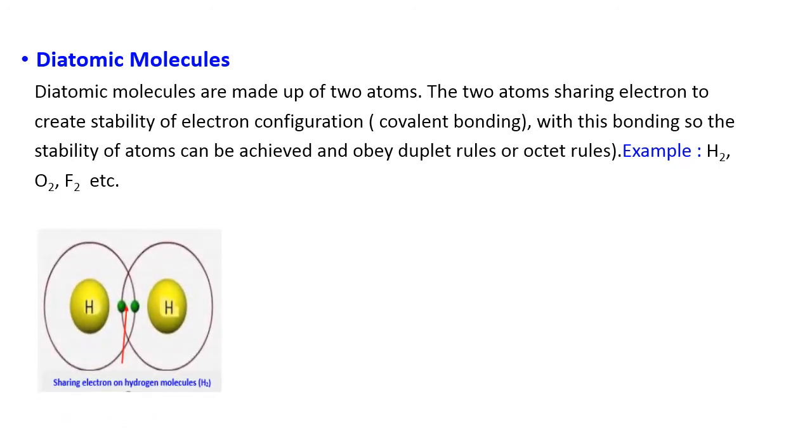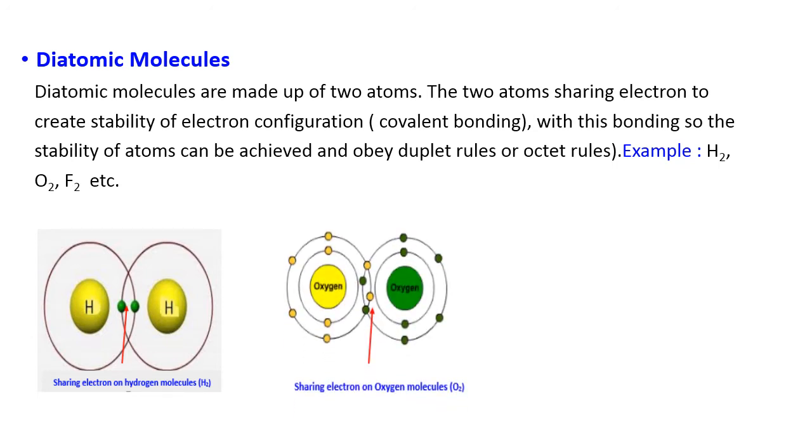Now we can see the first figure. Here is the figure of hydrogen molecule H2. As we can see, there are two atoms sharing at the first shell of the hydrogen atoms. The sharing of electrons obeys the duplet rule. With the sharing of electrons, hydrogen atoms can achieve stability of electron configuration.